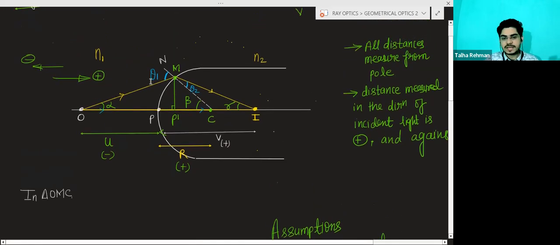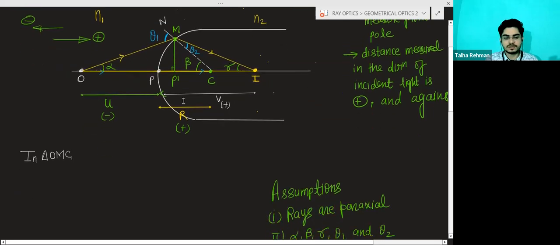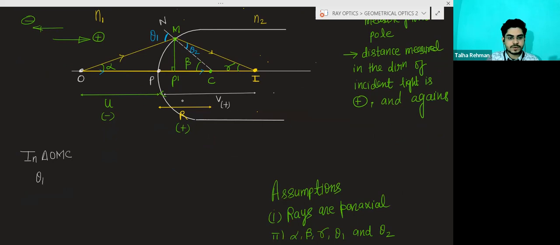this theta 1 is the exterior angle and alpha and beta are the interior angles. So the sum of the opposite interior angles is equal to the exterior angle. So I can write theta 1 is equal to alpha plus beta.